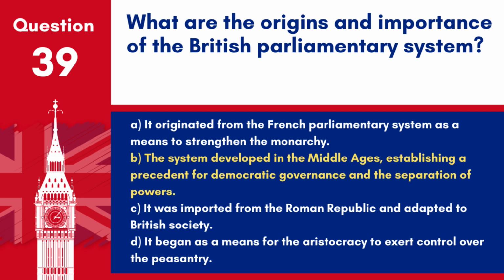Answer. B. The system developed in the Middle Ages, establishing a precedent for democratic governance and the separation of powers. The British parliamentary system is one of the oldest in the world, influencing democratic practices and legislative structures globally.